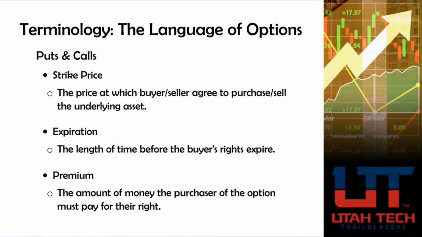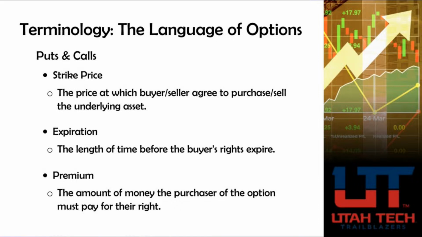So we need to get some logic or some terminology out of the way. We need to all be on the same board and understand the terminology. The terminology when trading options is strike price. What is the strike price? The price at which the buyer and the seller agree to purchase or sell the underlying asset.